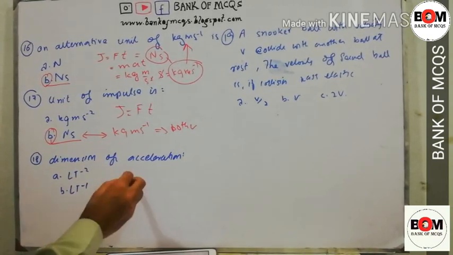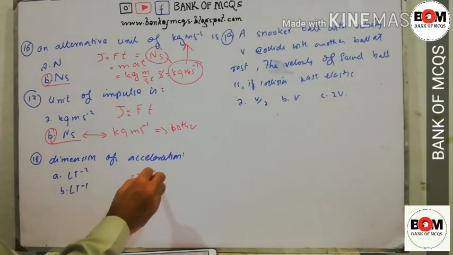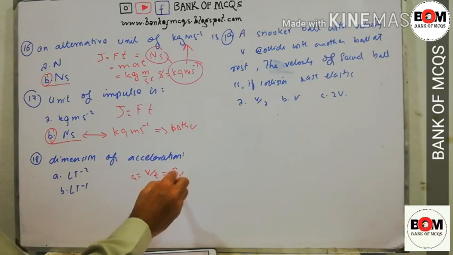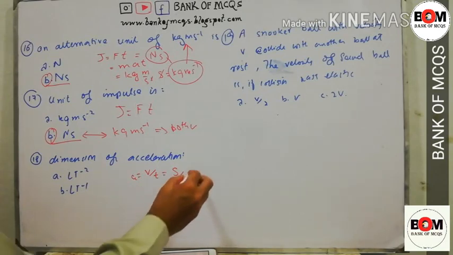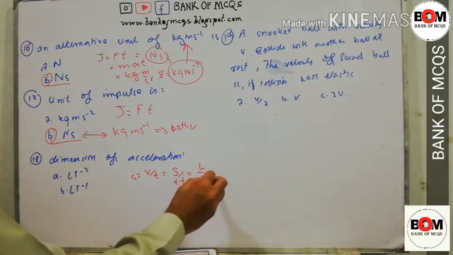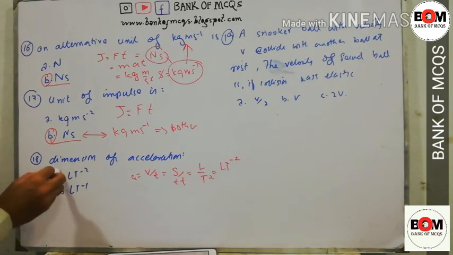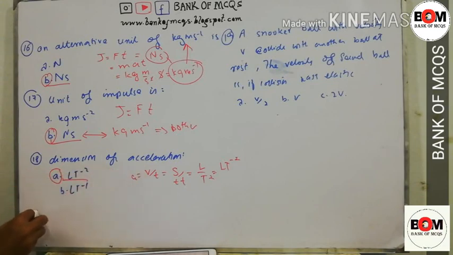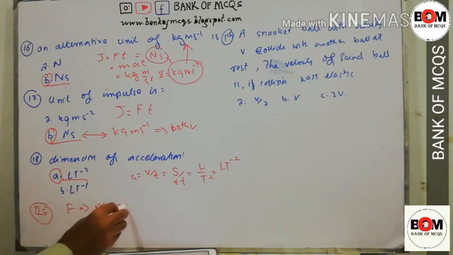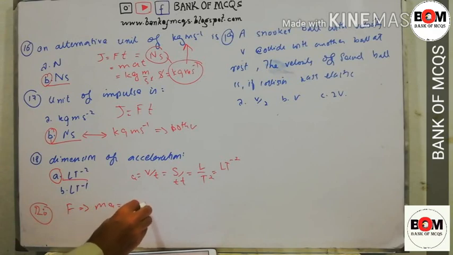Dimension of acceleration is, so it's easy, a is equal to v divided by t, v is equal to s divided by t, so the dimension is L and T to the power square. So acceleration is LT to the power minus 2. Or to find the dimension of force, MCQ number 20. For force, F is equal to ma, where m is mass and the dimension of a is LT minus 2. So this is the dimension of force.